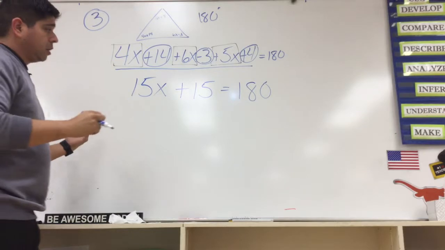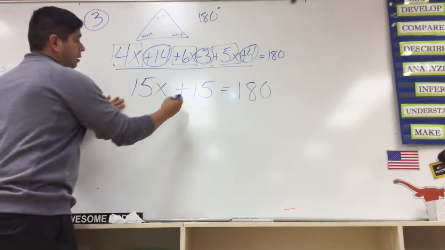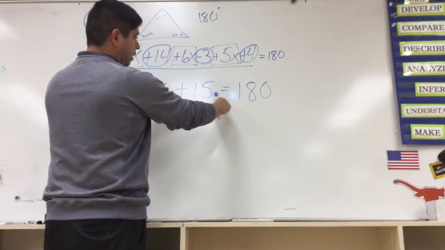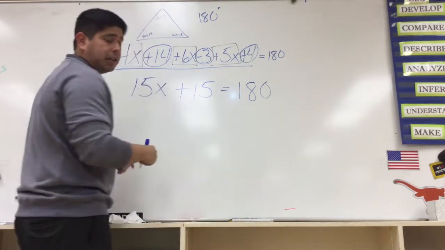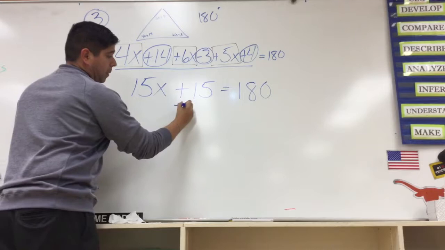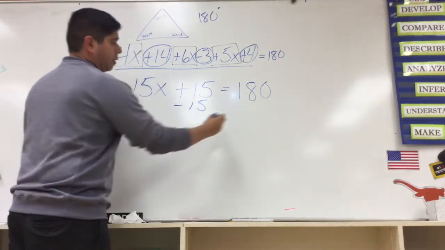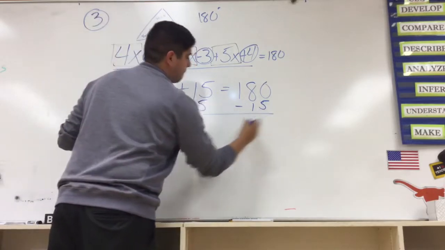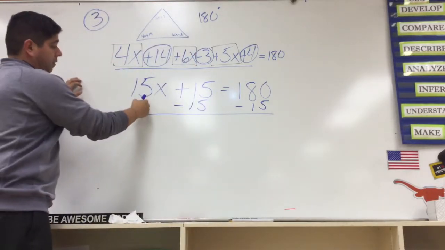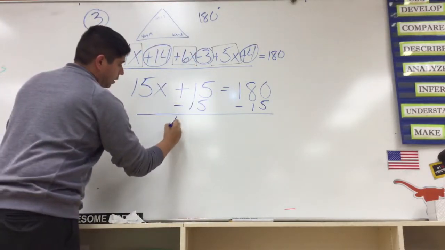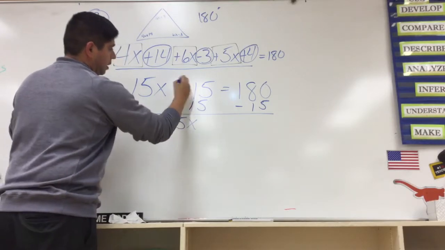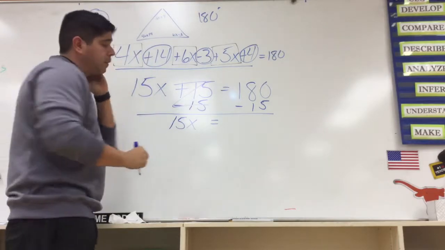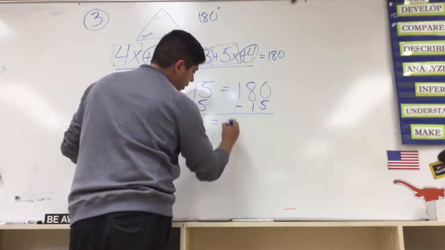So from here, all we're doing is inverse operations, solve for x. So I have my like terms, which is plus 15, and then 180. So this would be minus 15 because it's the inverse operation, minus 15. You draw your line. Okay, 15x here, so 15x. This zeroes out, creating 0, equals 180 minus 15. It would be 165.